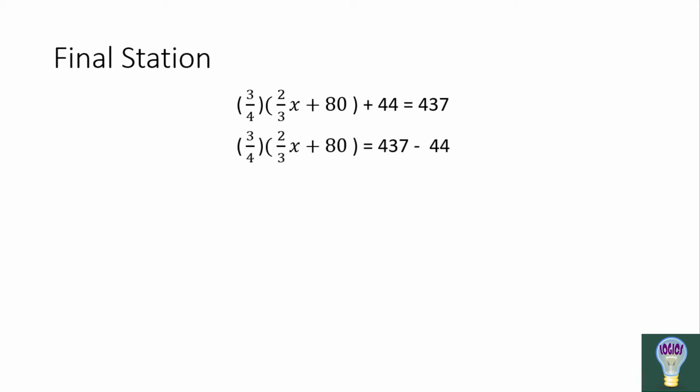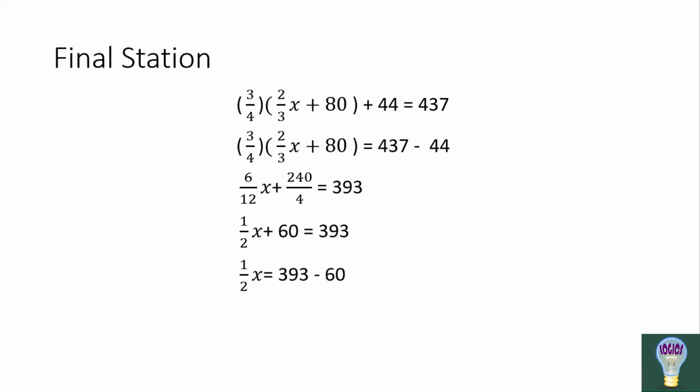Moving 44 to the right hand side, we get 437 minus 44, and this is equal to 393. Simultaneously, we also multiply 3/4 by 2/3 of X and 3/4 by 80, thus giving us 6/12x plus 240/4 respectively. Simplifying 6x/12, we get x/2, plus 240/4 can be simplified as 60, is equal to 393.